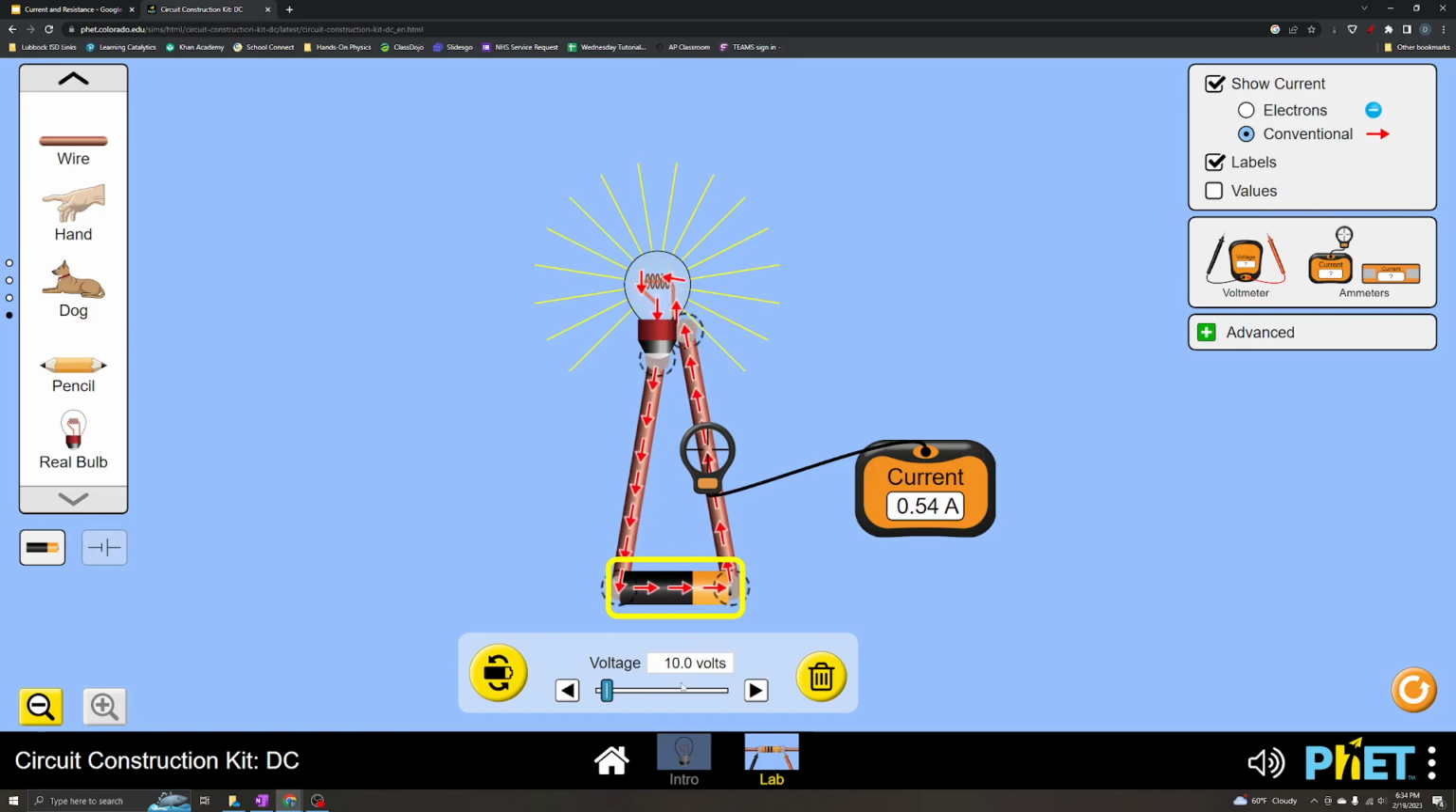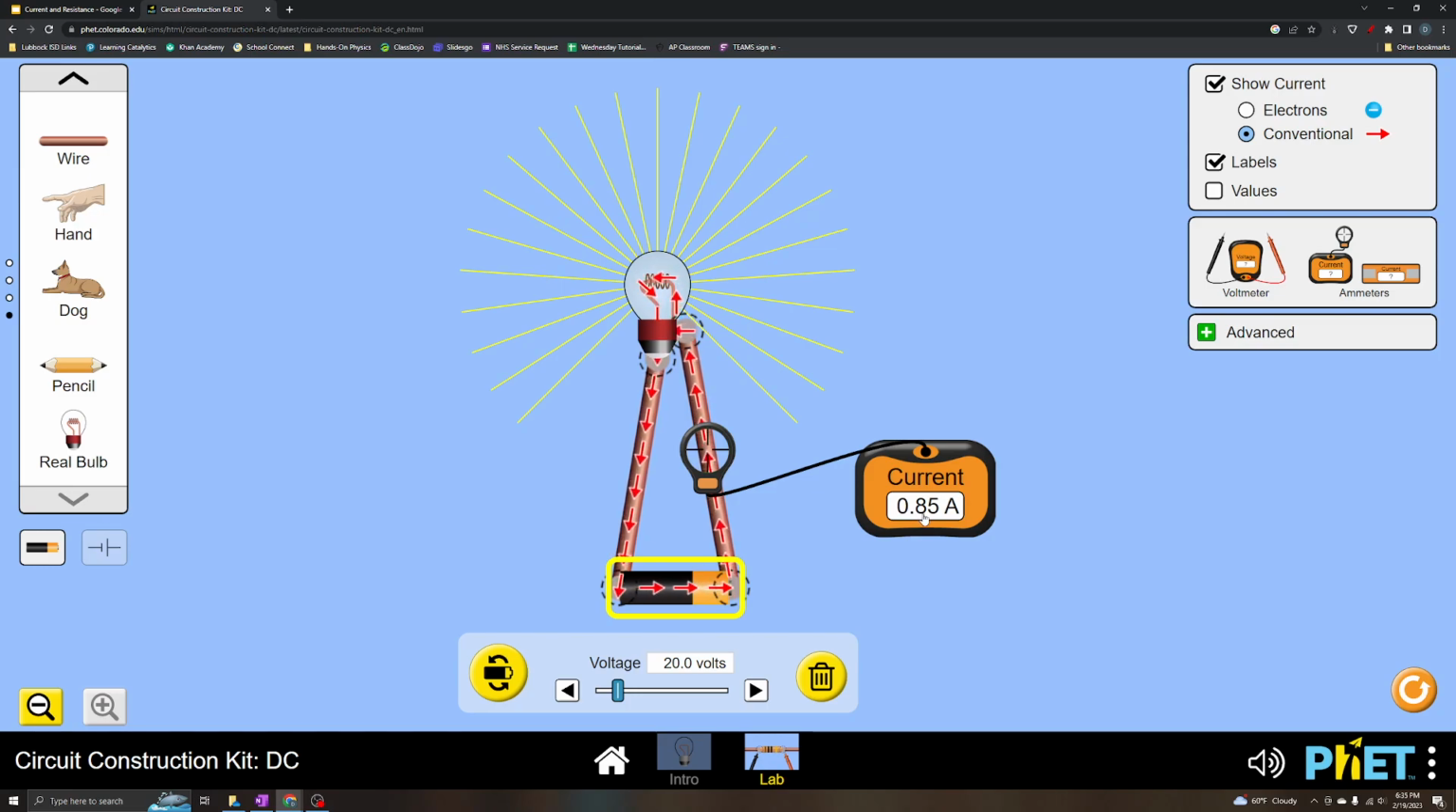Now what I would expect is that if it behaved in an ohmic fashion, when I increased the voltage to 20 volts, I would expect that to double. Double the voltage should mean double the current. So that would mean it should be at 1.08 amps. Let's see what we get when I put it up to 20. Uh-oh, it only went to 0.85 amps.